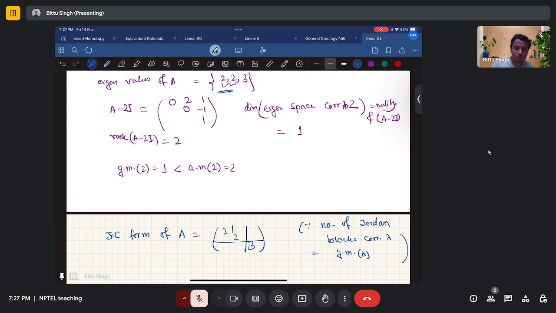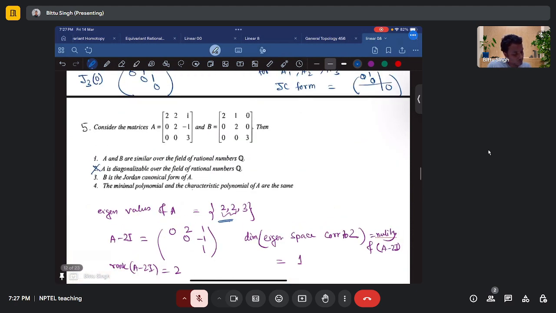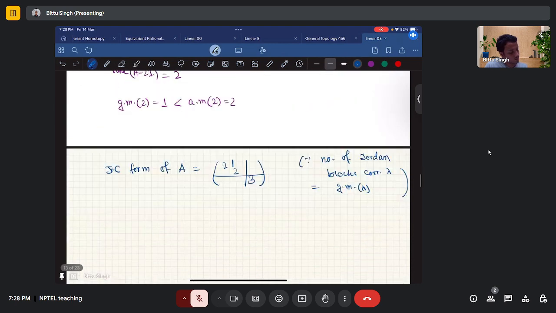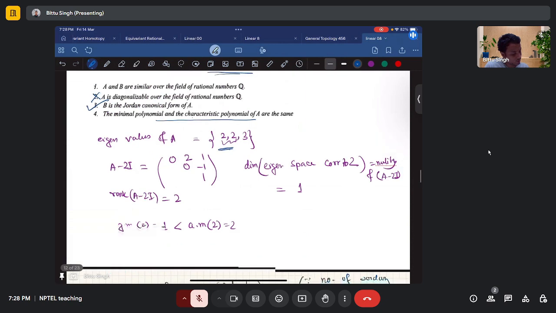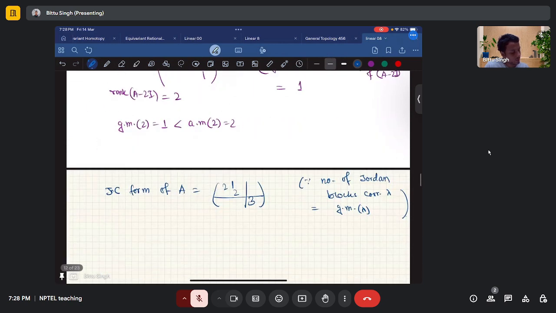Okay, so this would be the Jordan canonical form for A. So this option is correct, B is the Jordan canonical form of A. Next option: the minimal polynomial and the characteristic polynomial of A are the same. The characteristic polynomial is already obtained, and what will be the minimal polynomial of A?